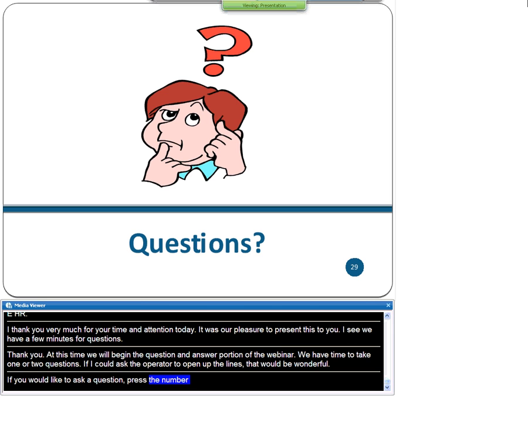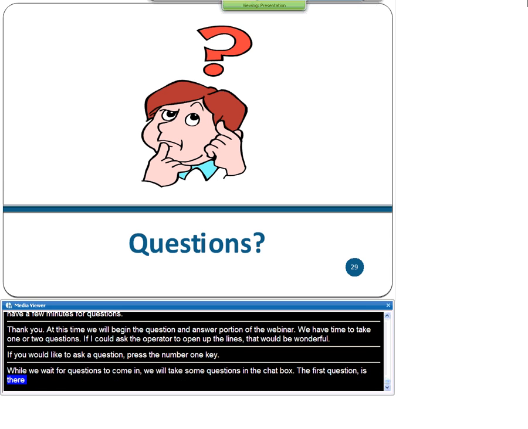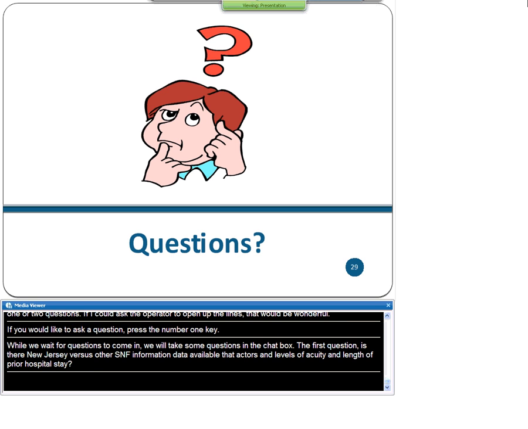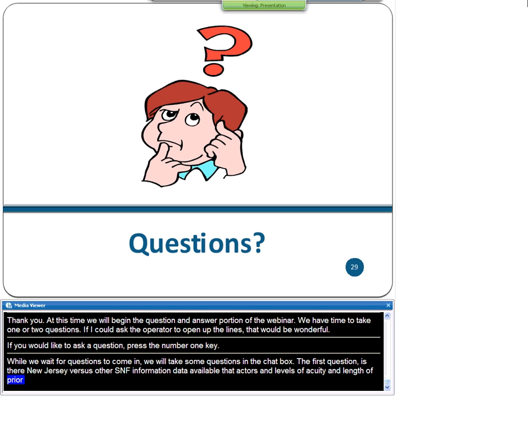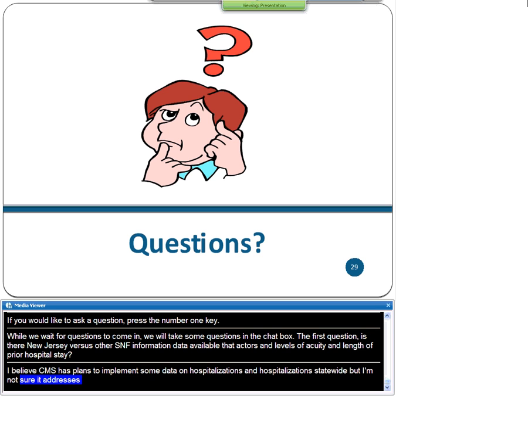The first question from Dan is: is there New Jersey versus other SNF readmission data available that factors in levels of acuity and length of prior hospital stay? That's a very good question. I believe that CMS has, if not already implemented, plans to implement some data on hospitalizations statewide, but I'm not sure it addresses the acuity level or the length of stay. That is something we will absolutely research. Those are excellent questions to look at, and I think many people would be interested.